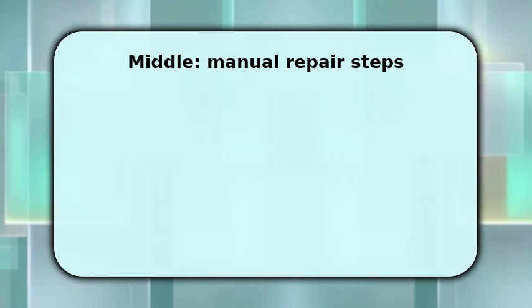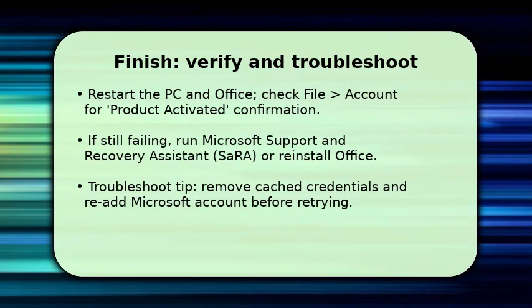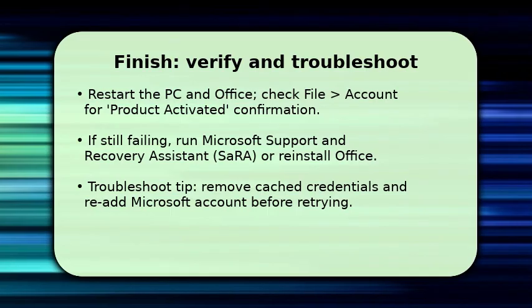Finish by restarting Windows and relaunching Word, then check File Account for a clear product activated message. This verifies success. If activation still fails, run the Microsoft Support and Recovery Assistant to automate fixes or fully uninstall and reinstall Office to reset activation components.